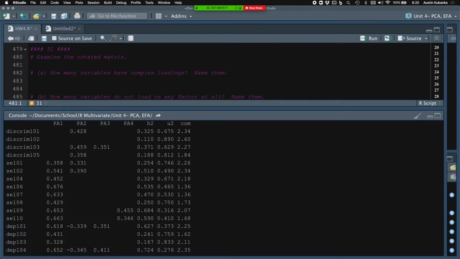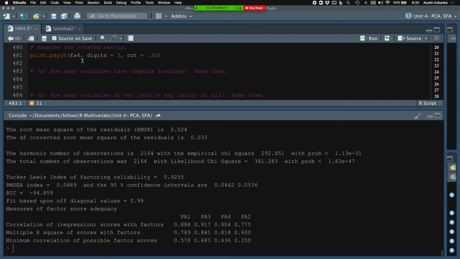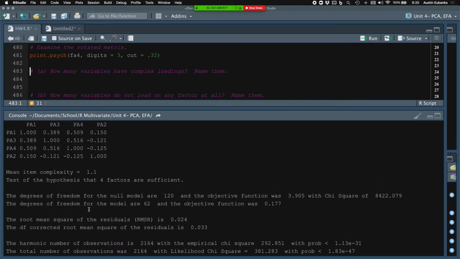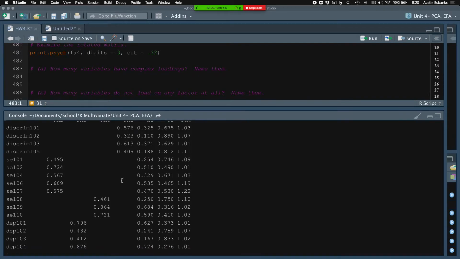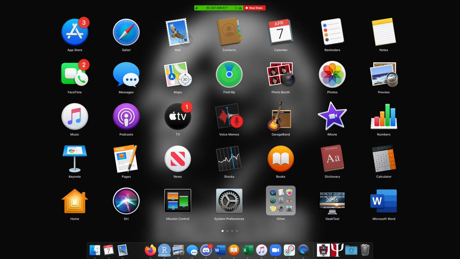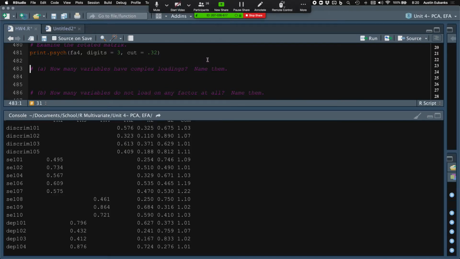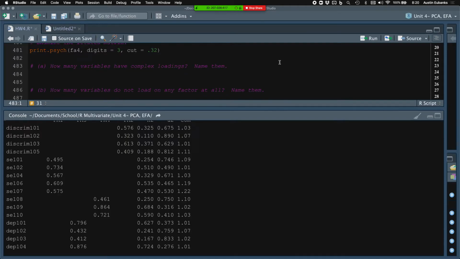And for our rotated matrix, we'll go back and reprint the FA4, which was the first factor analysis that we did. And in this rotated one, how many variables have complex loadings? It looks like none of them. Exactly.